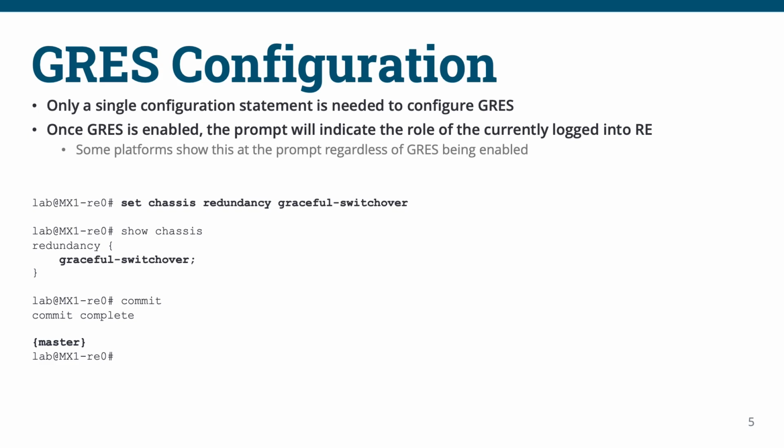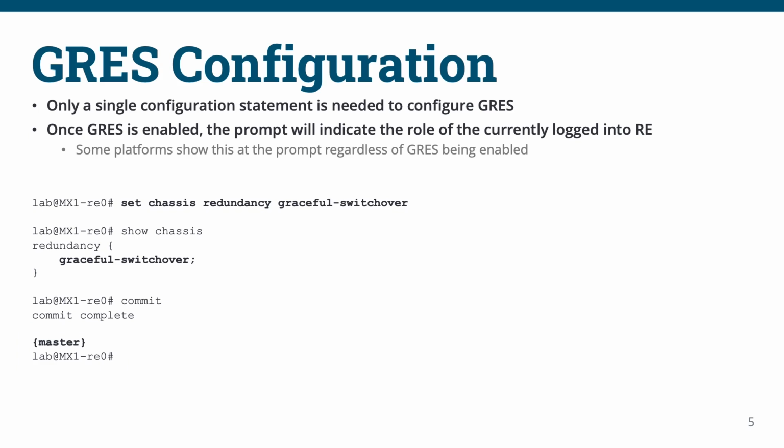Once GRES is enabled, we see that our prompt changes slightly. We now have an indicator above our prompt that indicates whether we are currently logged in to the master or backup routing engine. And that's it for configuring GRES.